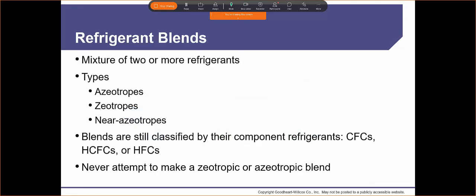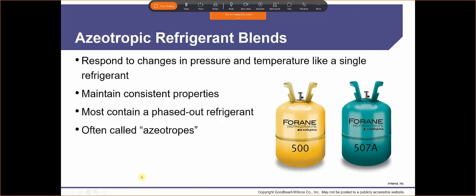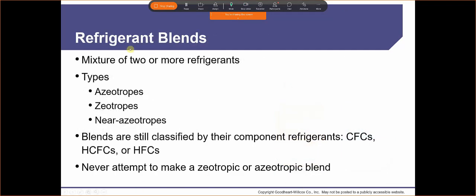We do have different refrigerant blends. A refrigerant blend is a mixture of 2 or more refrigerants. We have azeotropes, zeotropes, and near azeotropes. The blends are still classified by their component refrigerant, CFC, HC, and so forth.